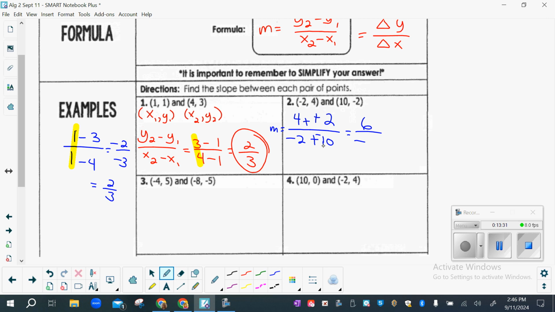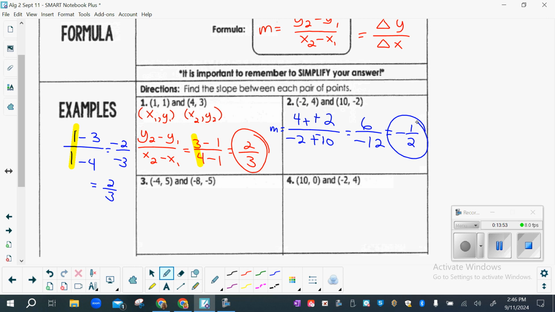No, it wouldn't be negative. -2 plus -10 is -12, so this would simplify to -1/2. Yeah. Okay, so it doesn't matter. I would still get that same answer if I started out by choosing the -2 first.